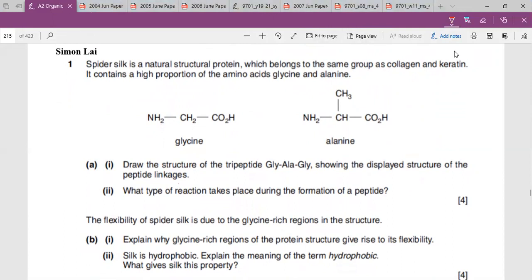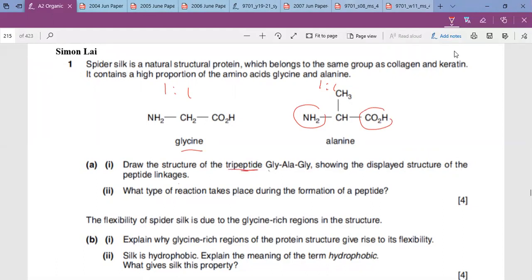Okay, spider silk is a natural structural protein which belongs to the same group as collagen and keratin. It contains a higher proportion of the amino acids glycine and alanine. So they give you here, right? Glycine, famous as CH2. Alanine, okay, so it's a 1:1 ratio, isn't it? Also here, 1:1 ratio of amino group and your carboxyl group. So it's not 2:1. So draw the structure of a tripeptide.